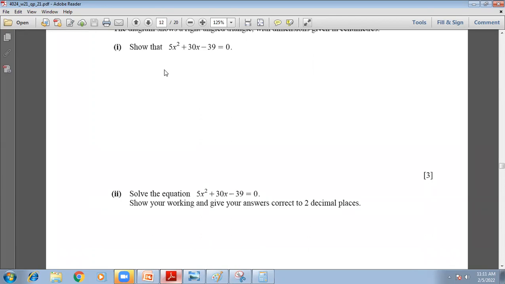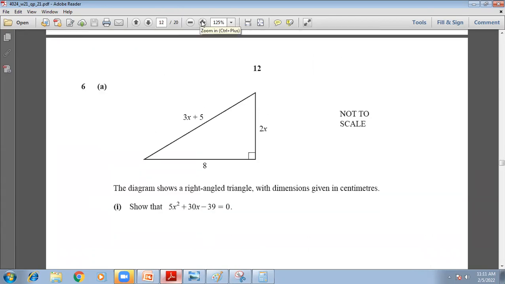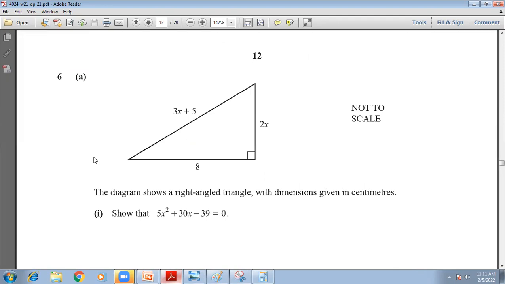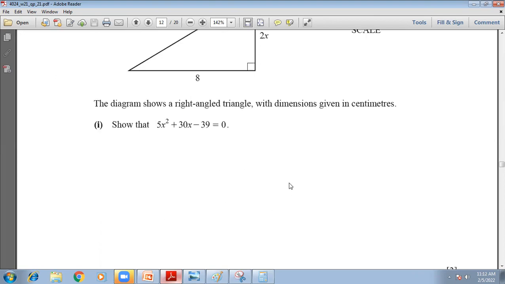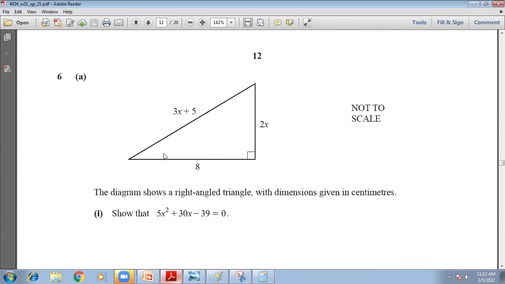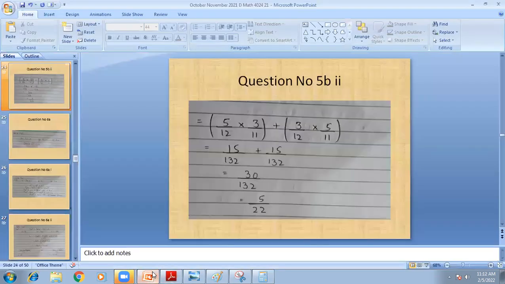Okay, so we are going to the next question. The next question is coming up on your screen. It's question number 6. It says the diagram shows a right-angled triangle with the dimensions given in centimeters. Show that 5x squared plus 30x minus 39 is equal to 0. It's a right-angled triangle. The 3 sides are given. This one is the hypotenuse. You can say this is the base, this is the perpendicular. We can apply Pythagoras. When you apply Pythagoras, automatically you will get this equation. It's a 3-mark question. So let me show you how we have done this.